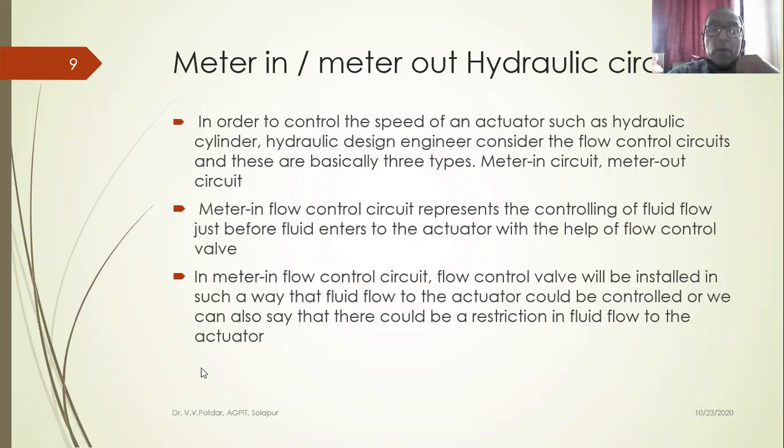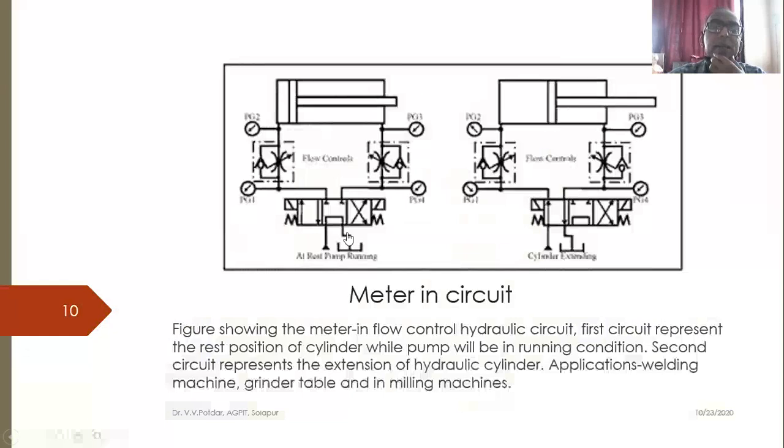So in the meter in flow control circuit, the flow control valve will be installed in such a way that fluid flow to the actuator could be controlled. We can also say that there could be a restriction in the fluid flow to the actuator. You see the circuit. Both at the inlet and outlet, we have got flow control valves, and we have got 3 position valves. Okay, this is the hydraulic circuit because we have got a pump and sump. This is the bypass circuit when no work is being done.